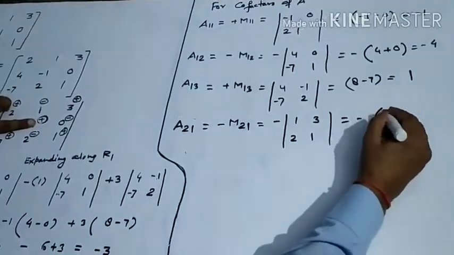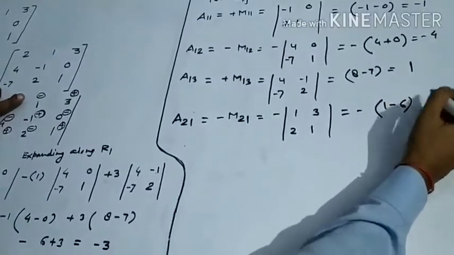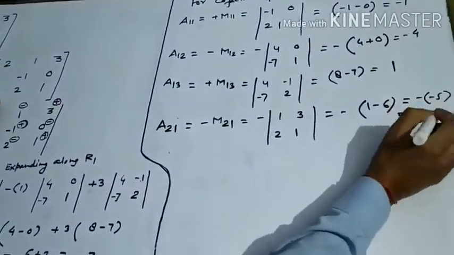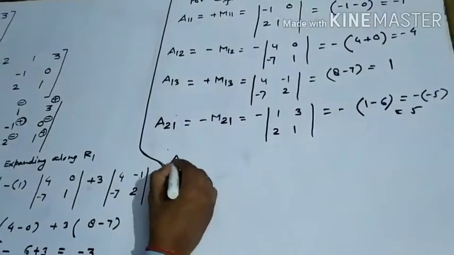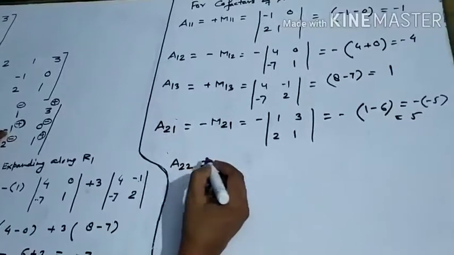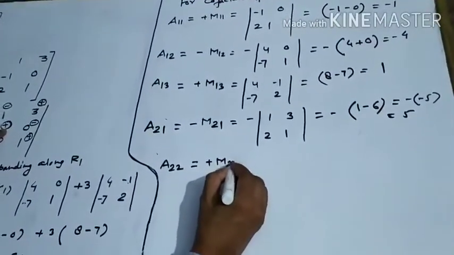So minus 1, and then after this is the minus of 6, or this is equal to minus of minus 5, or simply this is the 5. Now the cofactor of the element of the second row and second column means this is the minus 1. So this is equal to sign, you have to see this is the plus, and then minor of the element of the second row and second column.